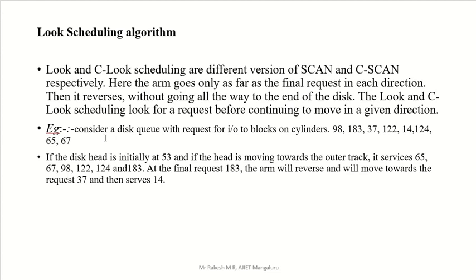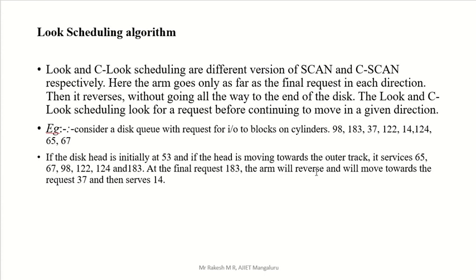Let us see that. Consider the disk queue, where they have given some requests. If the disk head is initially at 53, we will start with 53, and if the head is moving towards the outer track, it services 65, because after 53 we have 65, then 67, then 98, then 122, then 124, then 183. But in the previous algorithm we were moving to 199 again, but here no. At 183 itself you have to stop. The final request is 183, stop there, and then reverse your phase.